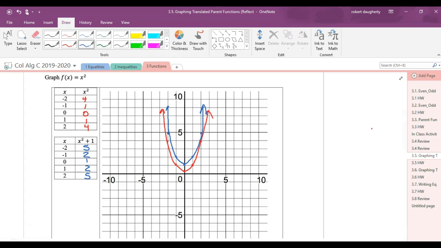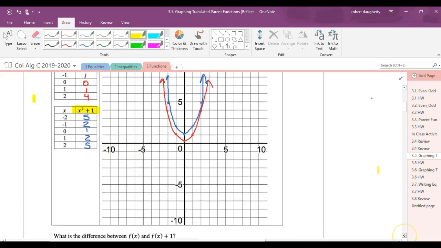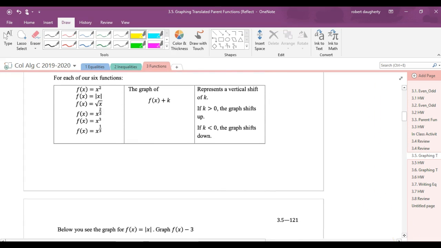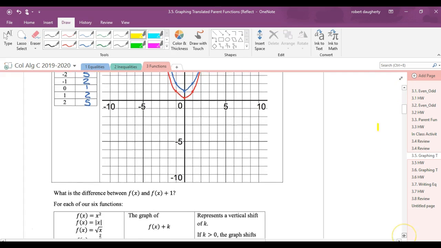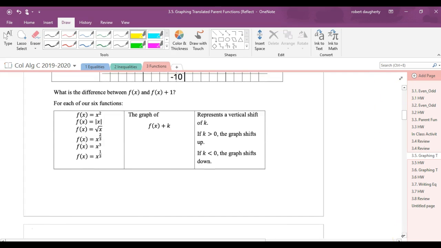How much above? 1. Okay, so what did I do if I started out with the red graph, x squared? What was the effect of graphing that? What happened to the whole graph? It moved up 1. Okay, that's all that happens. So that's just a vertical translation of this graph. It moved up by 1. So anytime you have any graph, the relationship between f of x and f of x plus 1, it just moves the graph up 1. That's all that happened here.